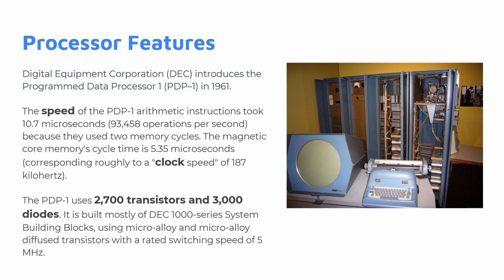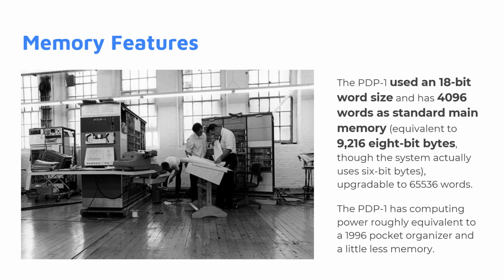The speed of the PDP-1 arithmetic instructions took 10.7 microseconds because they used two memory cycles. The magnetic core memory cycle time is 5.35 microseconds, which corresponds roughly to a clock speed of 187 kilohertz. The PDP-1 uses 2700 transistors and 3000 diodes. It is built mostly of the EC1000 series systems building blocks using microalloy and microalloy diffused transistors with a rated switching speed of 5 MHz.